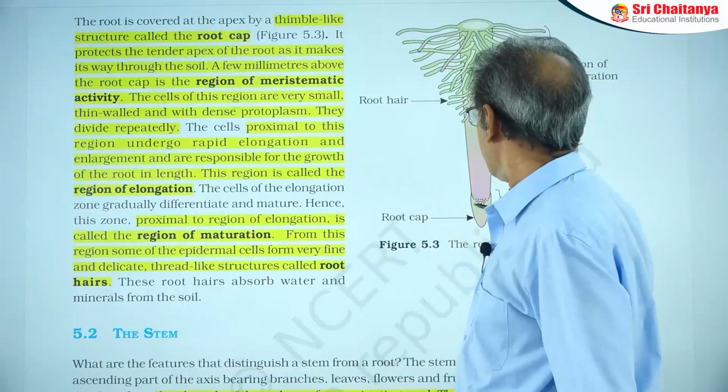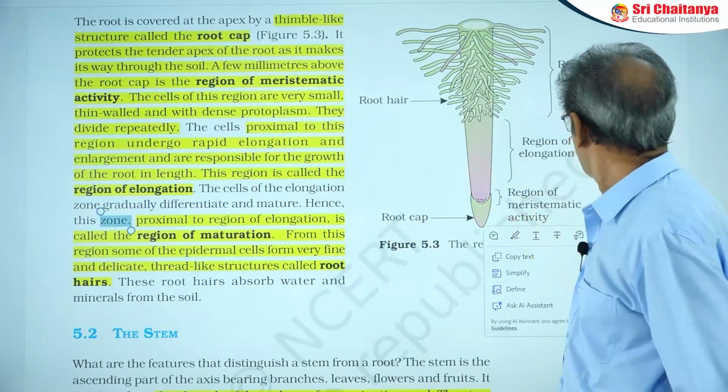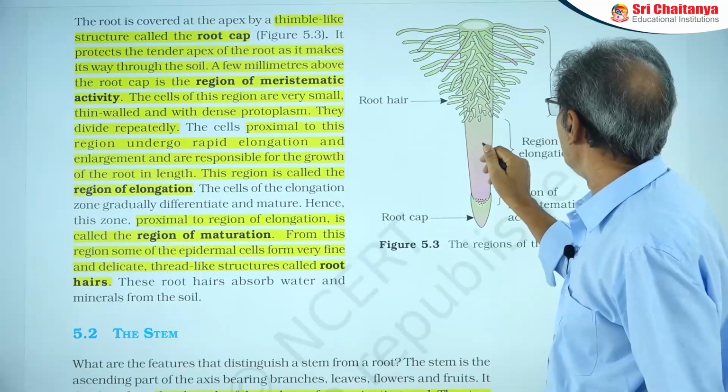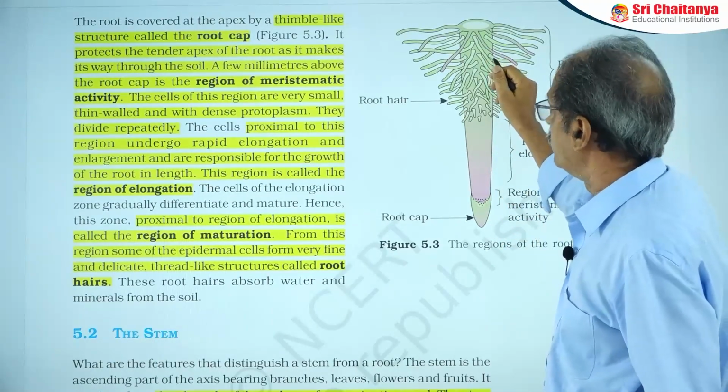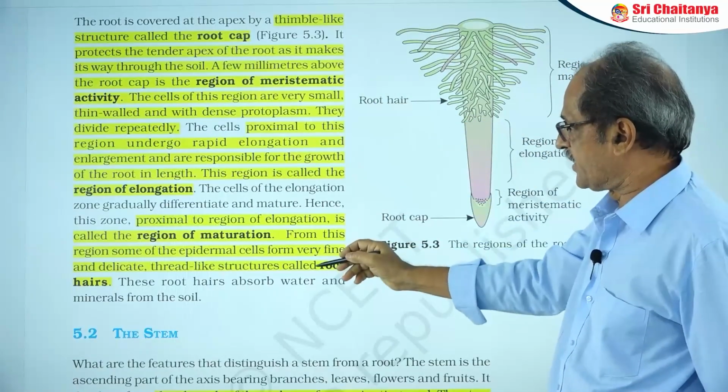Next, the meristematic zone. This is the meristematic zone. This is the root cap. This is the meristematic zone. Then the growth region of elongation, and this is the region of maturation. So, the description of each of these three zones.